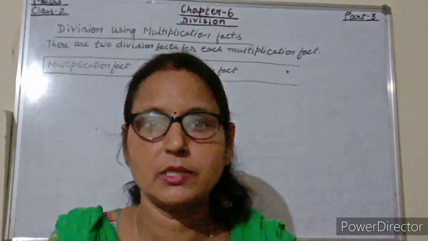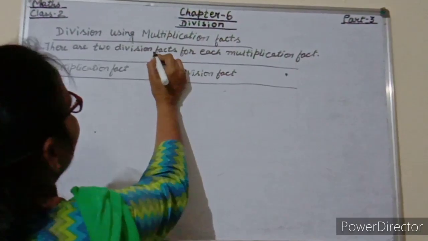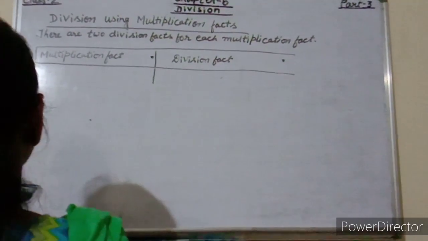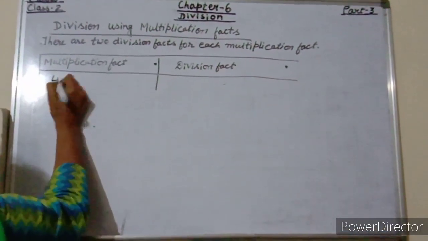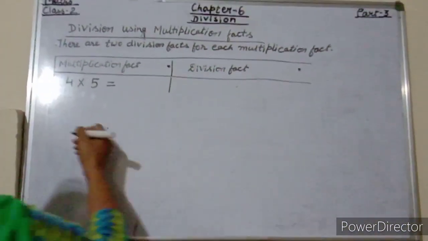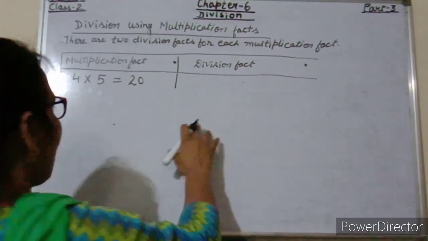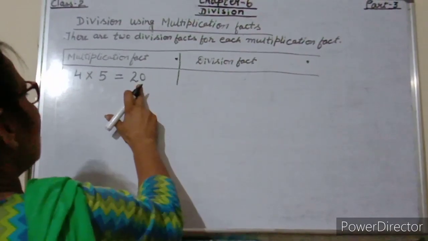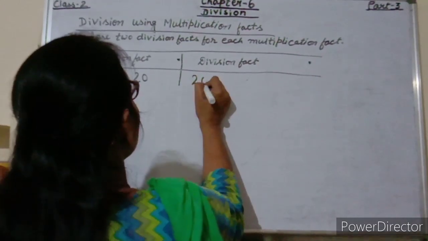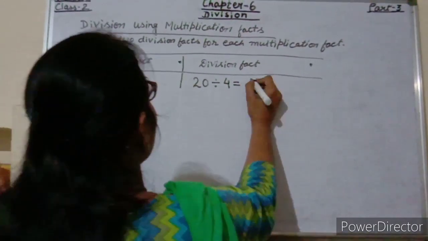Now start students, division using multiplication facts. So see, there are 2 division facts for each multiplication fact. So here I am giving you 4 into 5. So students, 4 into 5? Yes, 4 into 5 is equal to 20. And in division fact, how will we write? We will divide 20 by 4. So 20 divided by 4 is equal to 5.